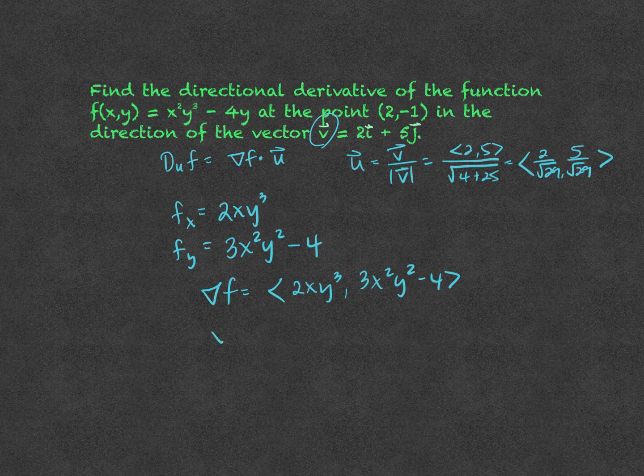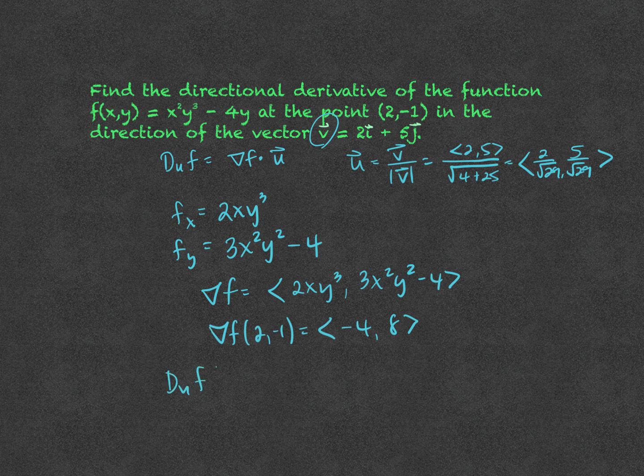So now we can find the gradient of f at 2, negative 1. When we plug this in, we get 2 times 2 is 4 times negative 1 makes negative 4. And then 3 times 4 is 12 times 1 is still 12, minus 4 is 8. So that's our gradient at that point.